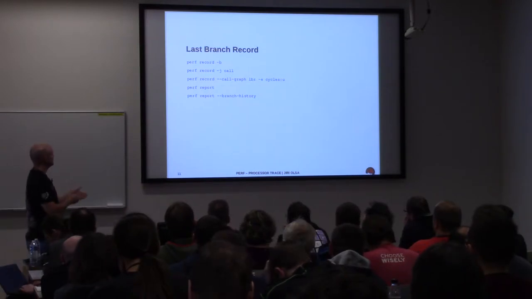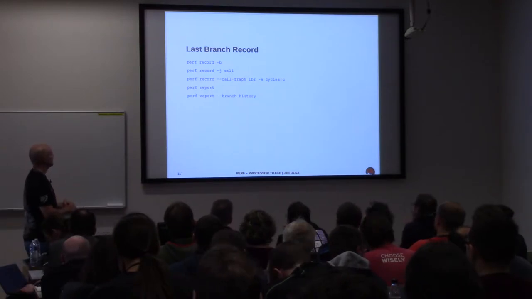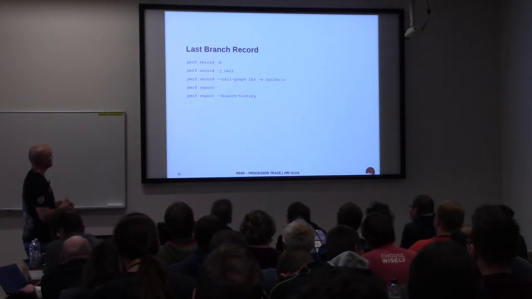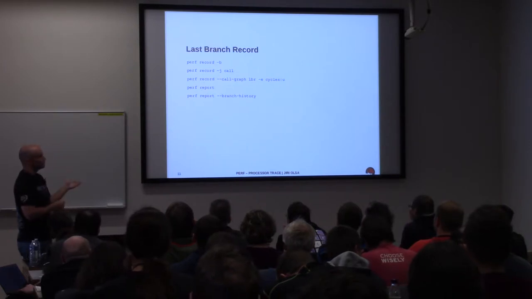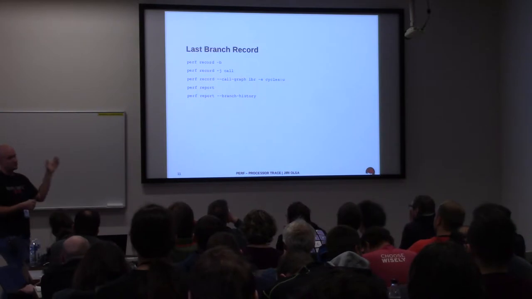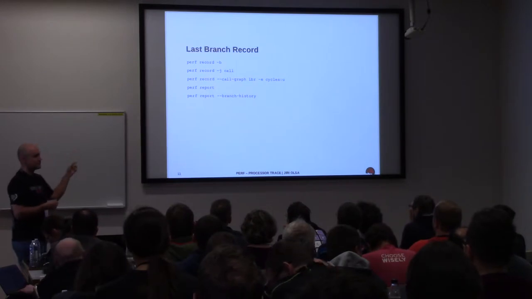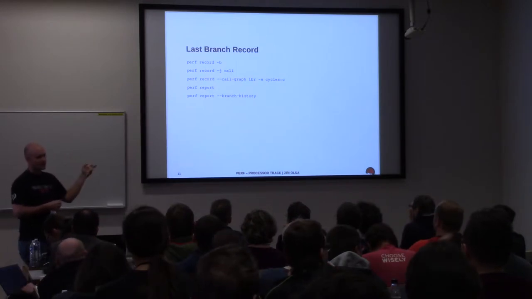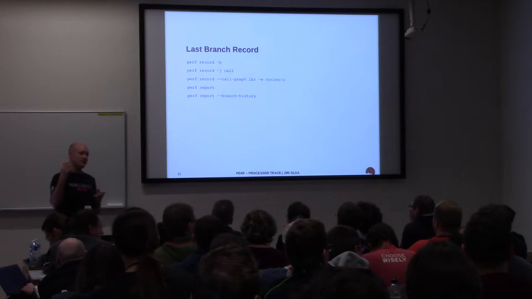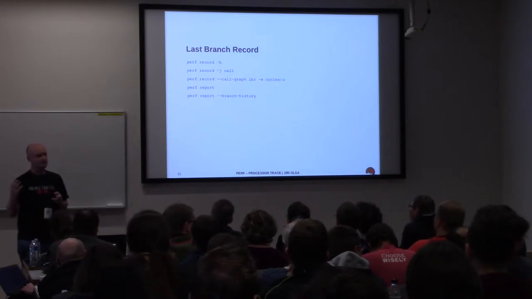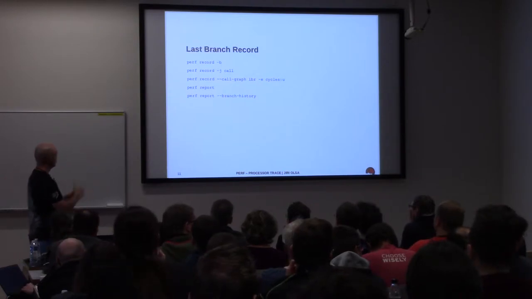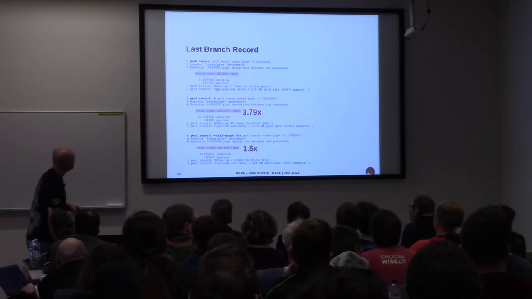Once you have the LBR data in your profile, you can run perf report. By default, it will show you the most used branch. There's a very nice option, branch history. It will show you the profile, and the LBR data will be shown in the call chain. So I recommend using those features.